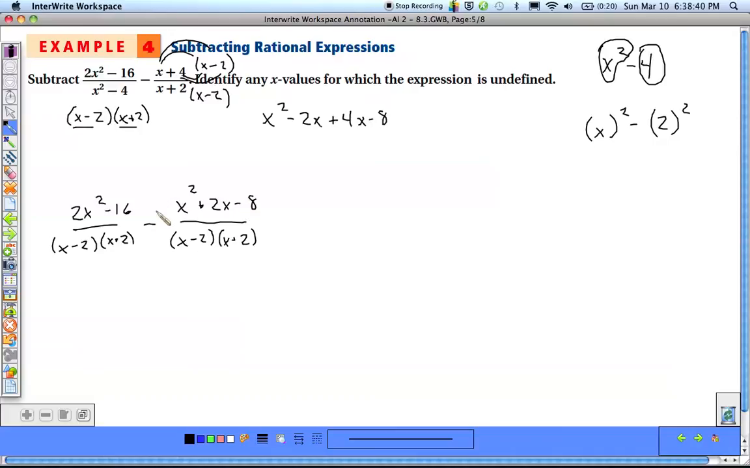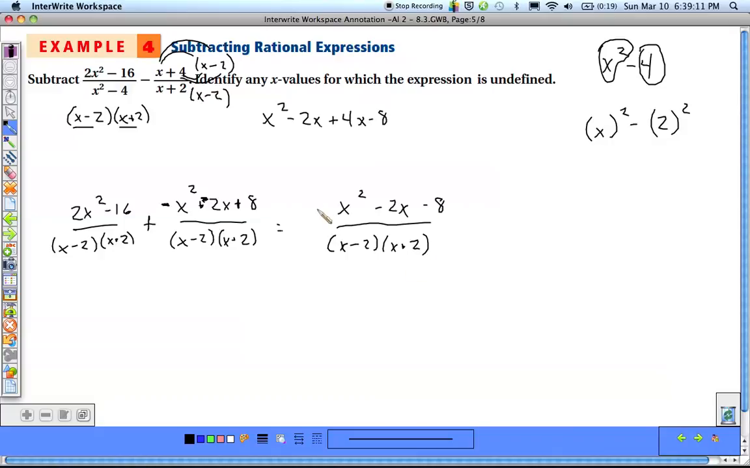Now to subtract these, an easy way again is to distribute that negative sign through. So we're going to turn this into a positive and just change all of our signs. Negative x squared, negative 2x, positive 8. And now let's just combine our like terms in the numerator. 2x squared and negative x squared is x squared. We just have a negative 16, so we can go to the x's. Negative 2x squared, and then negative 16 and positive 8 will give us a negative 8. Then in the denominator, it's x minus 2, x plus 2.